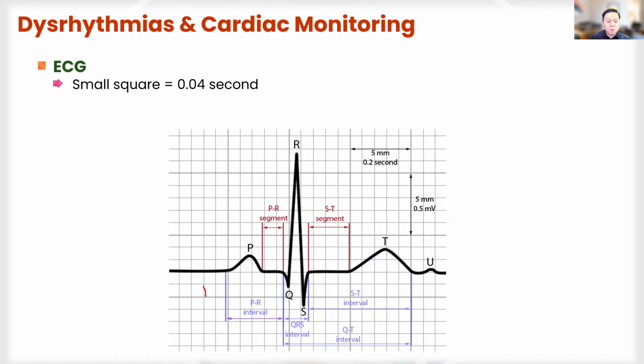The small box basically is going to be equivalent to 0.04 second. Okay, please don't forget that. And a bigger box or large square, which is basically this one.